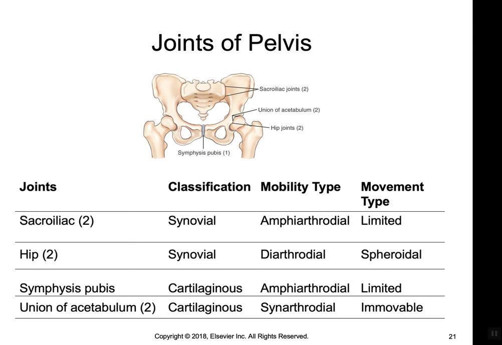Symphysis pubis is cartilaginous, amphiarthroidal, and limited. And the union of the acetabulum is cartilaginous and synarthroidal and immovable.